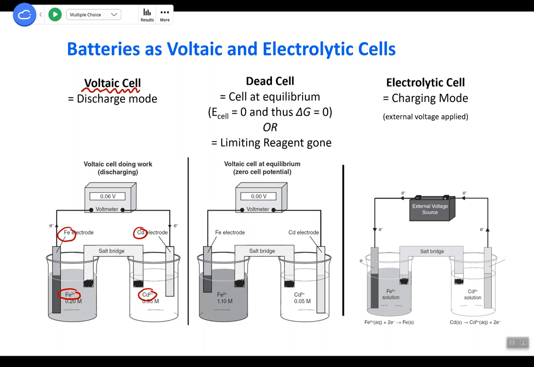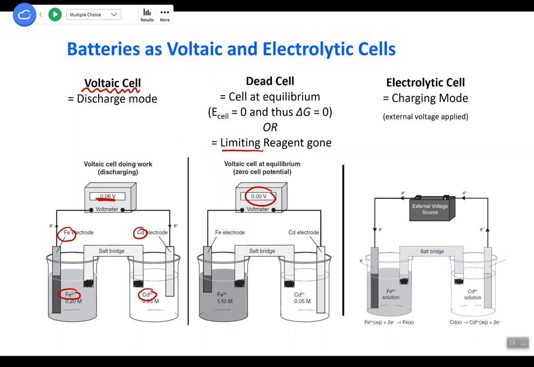We have reduction, we have oxidation. Spontaneously it occurs. Based on the difference between the two standard cell potentials, we get a voltage of 0.06. Actually, it's not standard. It's non-standard in this example. But we still have a positive cell potential. And it's going to operate until the voltage reads 0, because the concentrations of the two solutions are out of whack, or the limiting reagent is done.